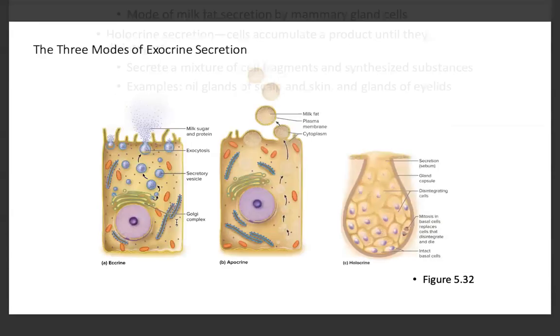And if you are a visual learner, this slide is for you.